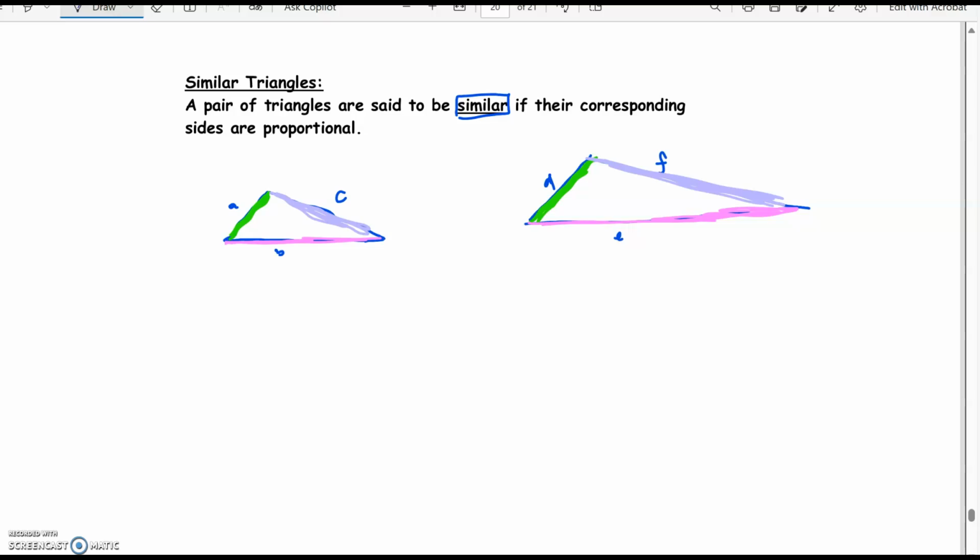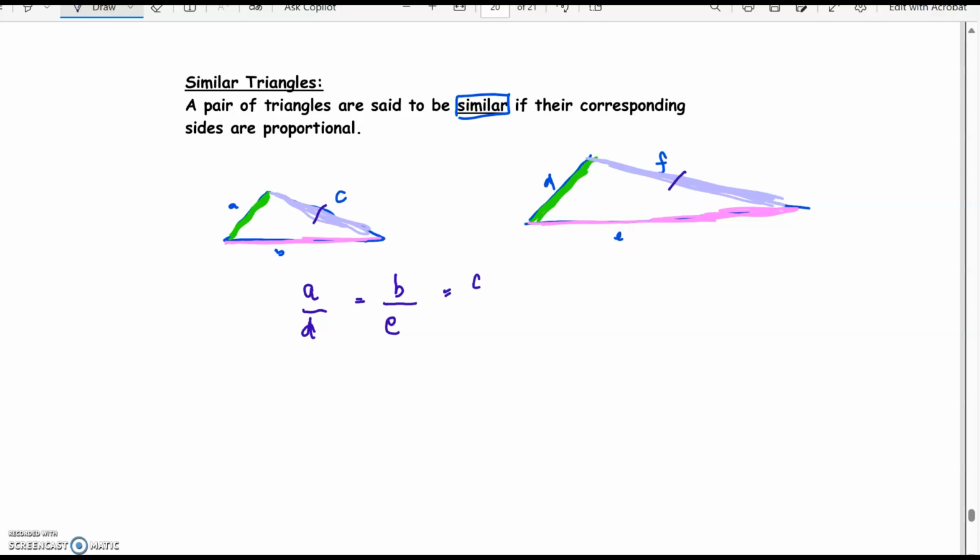So what are the corresponding sides? The small triangle has length A, the large triangle has length D on the green side. They're corresponding sides. The small triangle has B on the pink side and the large triangle has E on the pink side. The pinks are corresponding. And then finally, this side corresponds with this side.